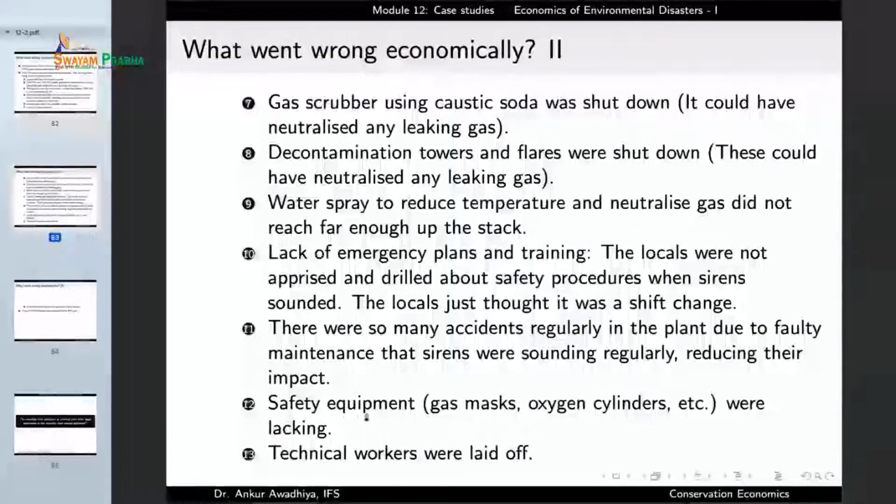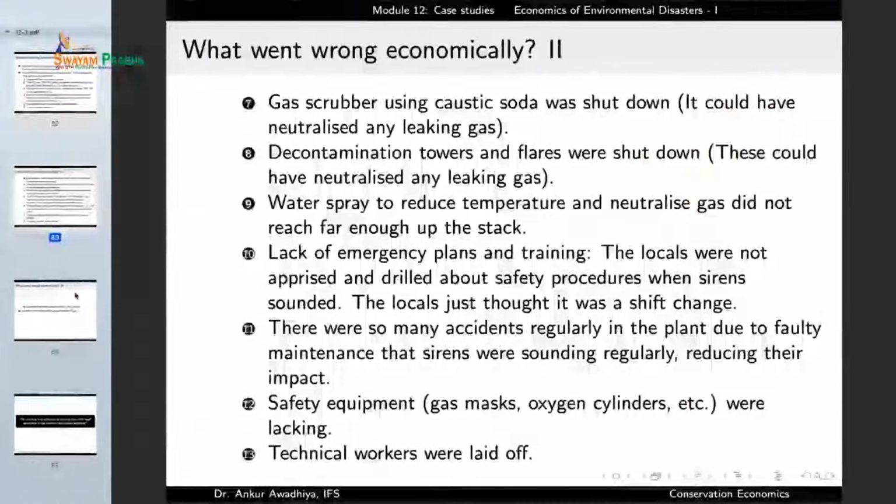Safety equipment such as gas masks, oxygen cylinders, etc. were lacking. Again, why waste money in buying these safety equipment in a plant that is not running to the full capacity? Technical workers were laid off. Again, this is a cost cutting measure. Why use technical workers whom you have to pay more when you are not earning that much amount of profit? So the technical workers were laid off, and in their place, non technical staff was handling the equipment.